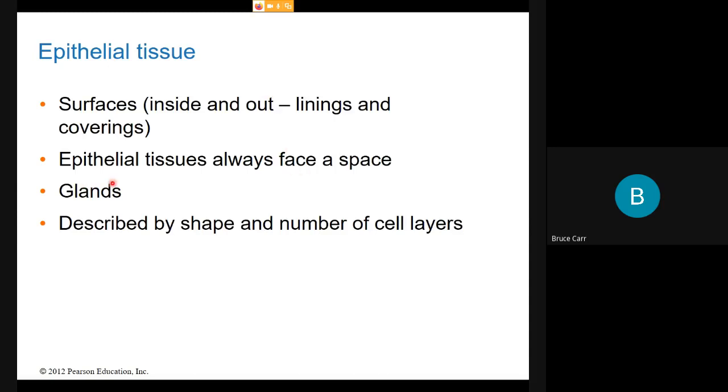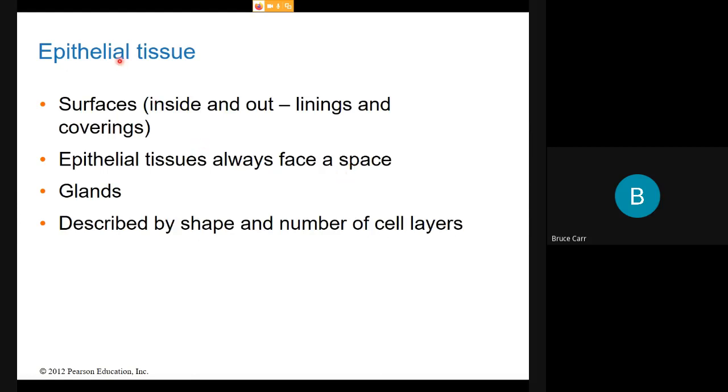Always, epithelial tissue will face a space. So that means if you have a section you're looking at through the microscope, where the cells end and the space begins is epithelial tissue. It might be a very small, thin cell and only one cell thick. Or in other places, those linings can be multiple cells with different shapes.